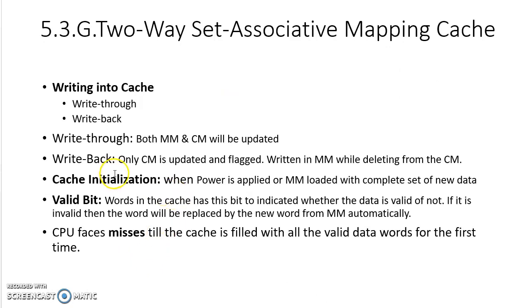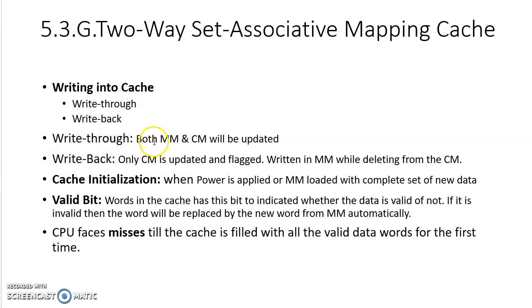Let us look at two more important things. One is writing into cache. Most of the time we will be reading from the cache, but there is a possibility of writing into cache also, because data can be transferred in two ways. You can take from memory or you can give it to the memory. So when you are giving into the memory, you are having two memories. So there are two methods to write this. One is write through, another one is write back.